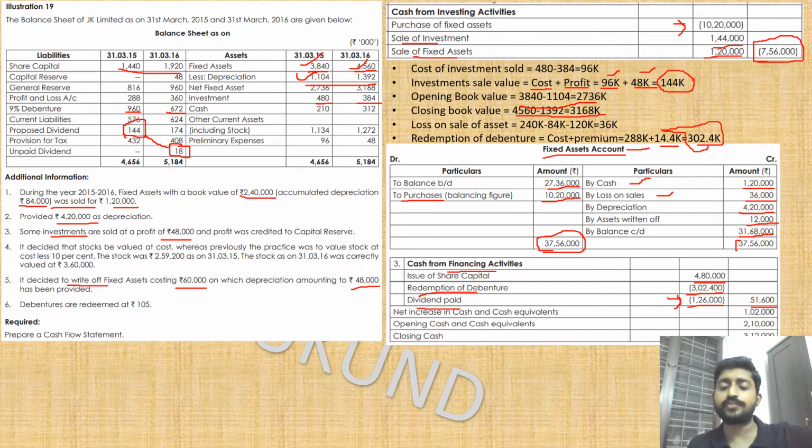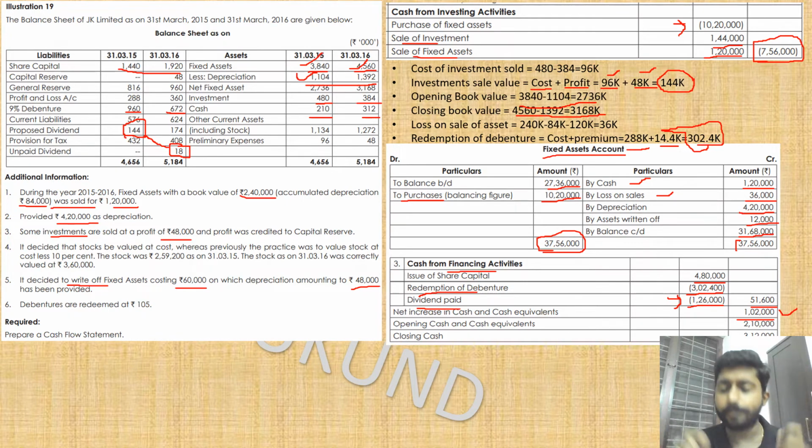Now add the cash flow from operation, cash flow from investing, and cash flow from financing. Net cash generated is 1,02,000. Now we have to check whether this answer is correct or not. You can see the cash balance here. Opening cash balance is 2,10,000. Closing cash balance is 3,12,000. 3,12,000 minus 2,10,000 is 1,02,000. Hence our answer is correct. That's why we can check the answers of the cash flow statement.